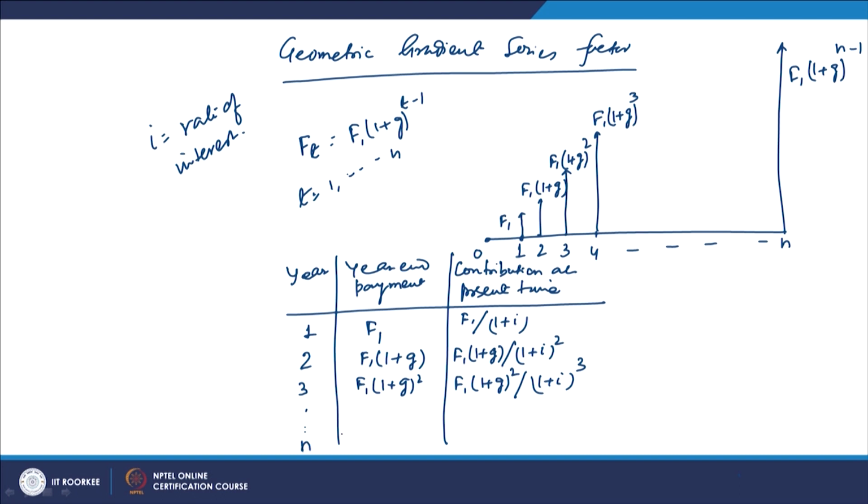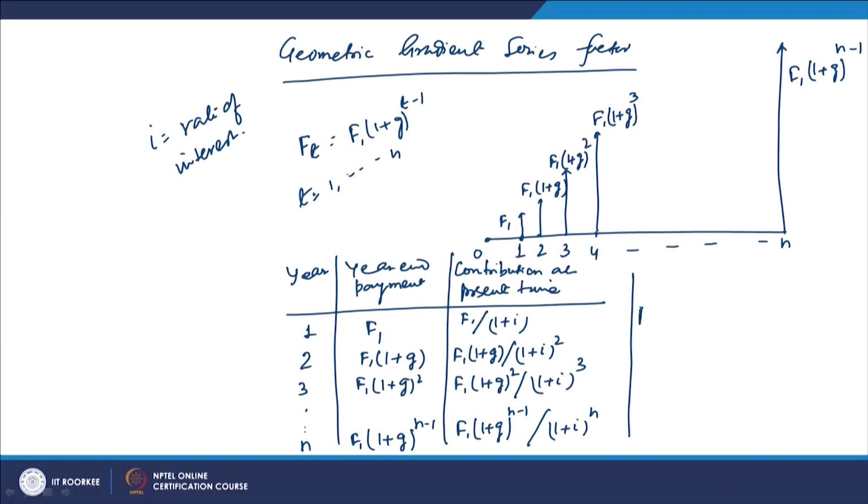So, this way it will go, and if you go to the nth period, then as you know it is F1 into (1 plus G) raised to the power n minus 1, divided by (1 plus I) raised to the power n. So, this is how you are trying to get the present value of all these payments which are made at these discrete times, and then ultimately we are going to get the total contribution at the 0 time. So, this way we are going to have these values being equated and try to find its value further.